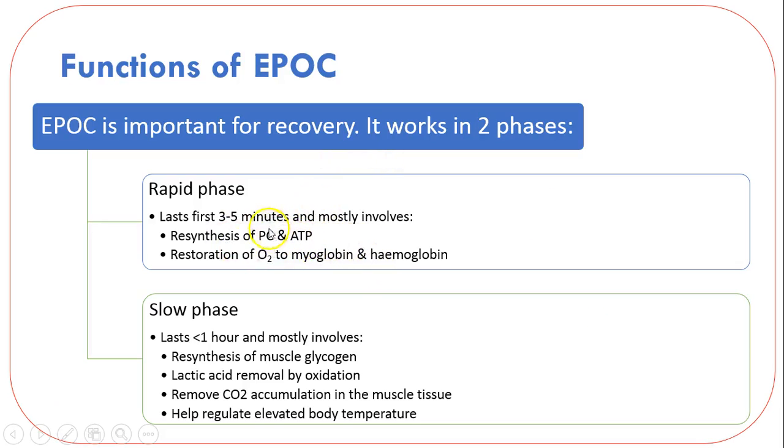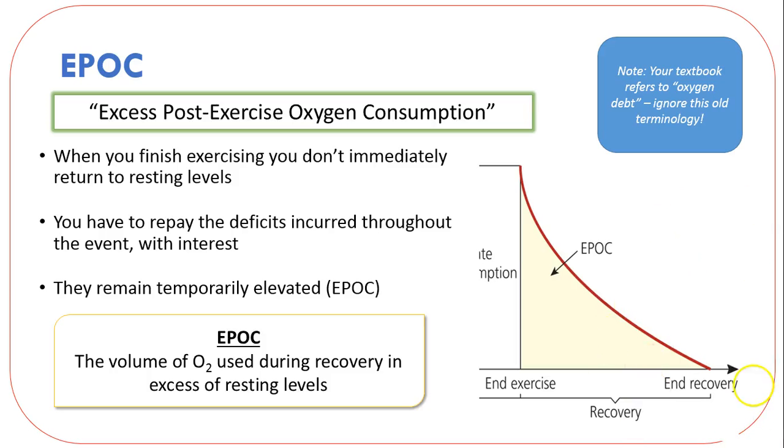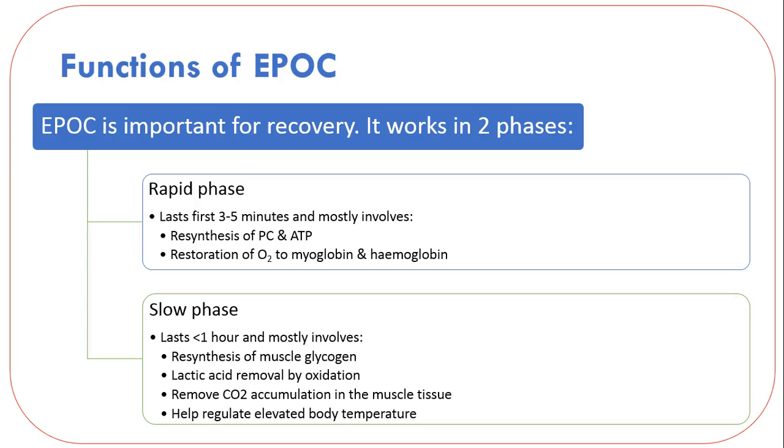It's going to help us resynthesize our PC fuels. It's going to help us restore oxygen back to our myoglobin and hemoglobin, and we'll look at those two things when we look at muscular responses to exercise. Helps us resynthesize our muscle glycogen stores, helps with removing lactic acid, any hydrogen ions that might have accumulated, removing carbon dioxide, help us regulate our body temperature, all of those sorts of things. So the reason we have this excess consumption post-exercise is that it allows us to do all of these things. So it's a really important thing that our body does.